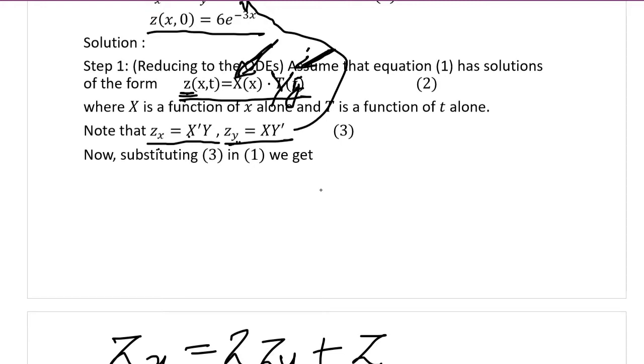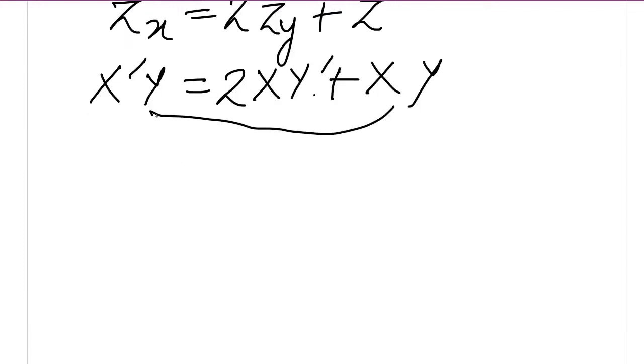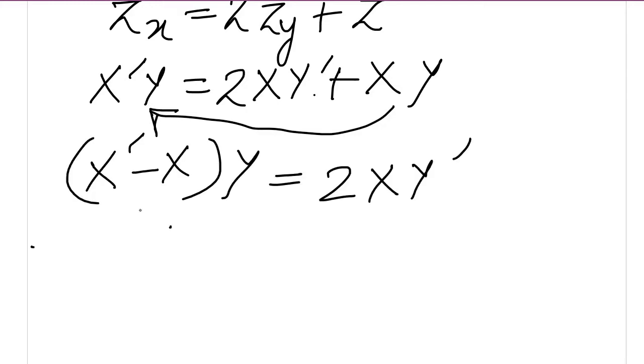Now from this equation, I'm going to take this term onto the left hand side. I can take Y common outside, so it becomes X dash minus X into Y, that is X dash Y minus XY, is equal to 2 times X Y dash. Now I'm going to collect all terms involving x on one side and all terms involving y on the other side. So on the left hand side I'll be left with (X dash minus X) by 2X, and on the right hand side Y dash by Y.